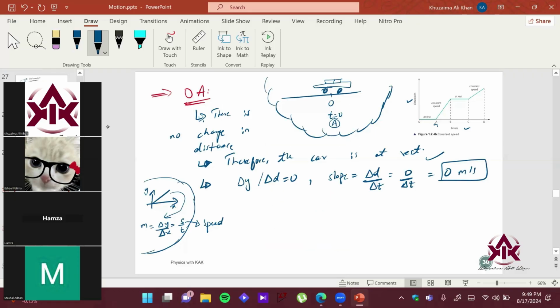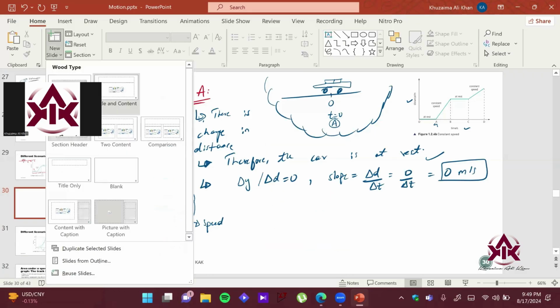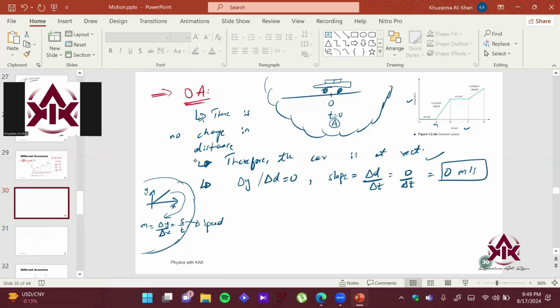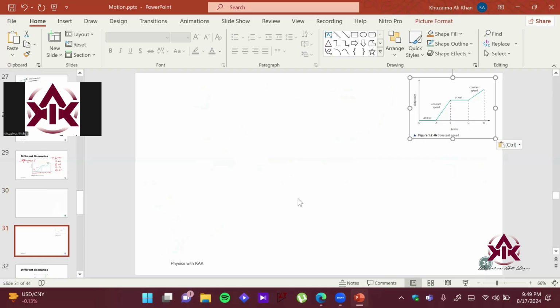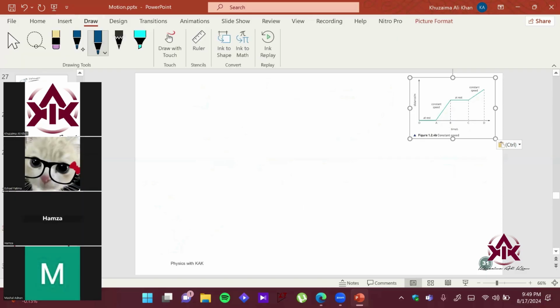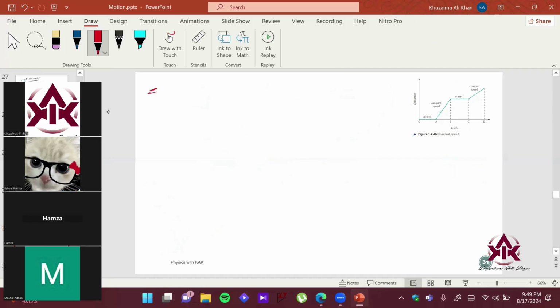Now let me insert another slide, a blank slide over here. Let me duplicate this graph. Now we're talking about the section which is AB, right? So we are talking about section AB now. So will someone tell me what is happening in section AB just from the method which we have? The car is moving at a constant speed, okay, and its distance is increasing. So how can you prove the car is moving at constant speed, Hamza?